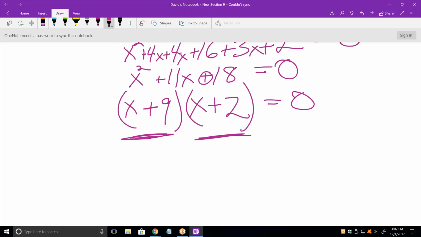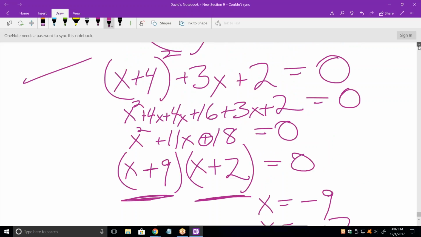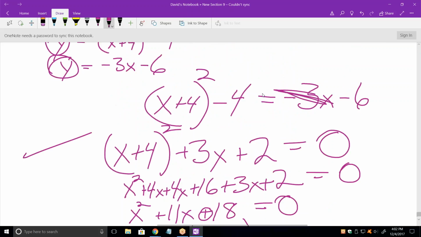So what are my solutions? x equals negative 9 and x equals negative 2. Because this doesn't have any radical signs in it, any absolute value signs, or any logarithms, I don't have much doubt that this is going to work. I never at any point had to take the square root of both sides. I'd almost bet my life that both of these work.